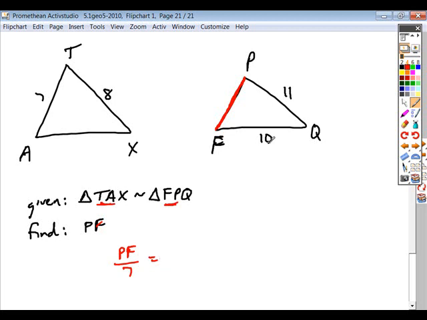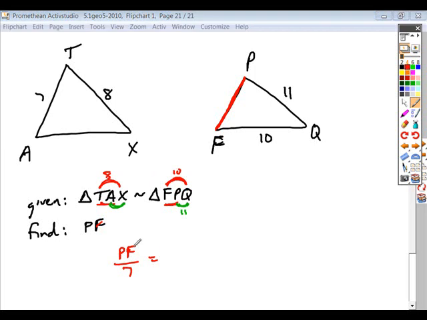So let's take a look at FQ. So FQ is the first and last. I have a value for that. It's 10. And it corresponds to TX. Do I have a value for TX? Yeah, so this is the ratio I can use. What if I had tested PQ? So PQ has a value of 11. Its corresponding length is AX. Do I have a value for that? No. So the only one I have to use is this 8 and 10.